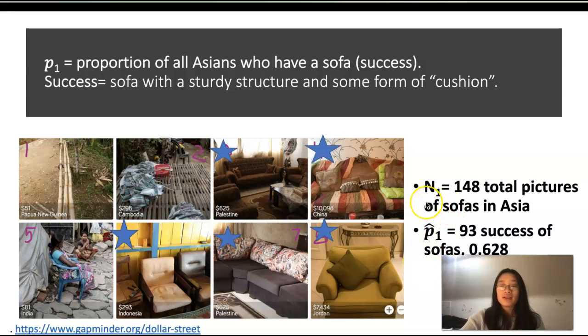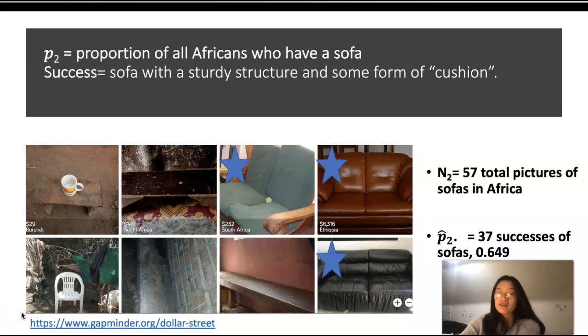After I gathered all my information, my N1 is the total number of pictures of sofas in Asia. I counted 148 total pictures, but out of those 148, only 93 of those pictures were a success. And then my p-hat would be 0.628, or 63%.